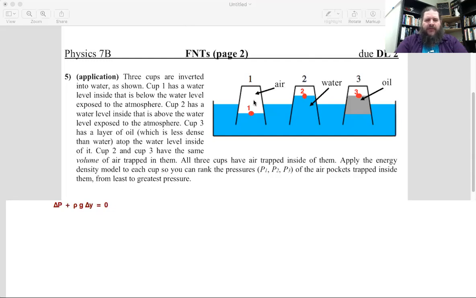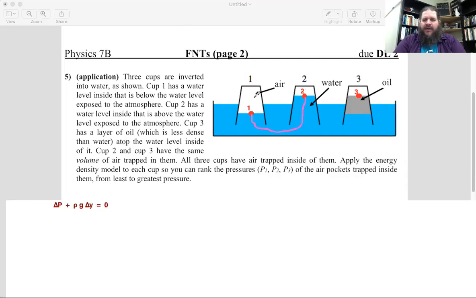So could we compare, for instance, 1 and 2 directly? Can we draw a path from 1 to 2? Does that pass through only one fluid system? Yeah, looks like that's just passing through water, and none of the water is moving. This entire body of water is stationary. So this path from 1 to 2 only passes through stationary water, so we're good.